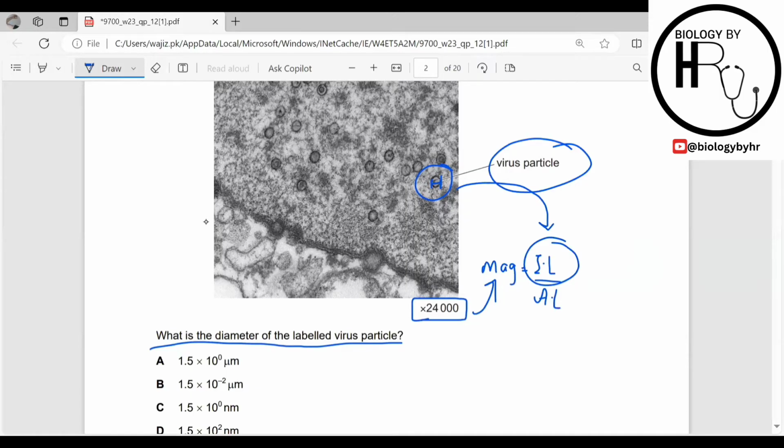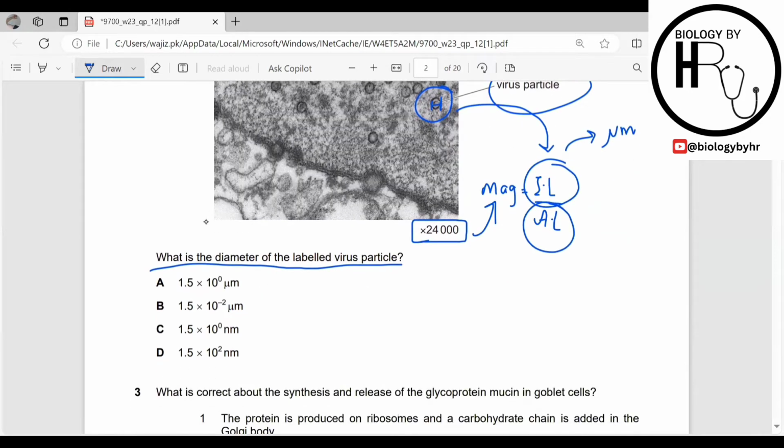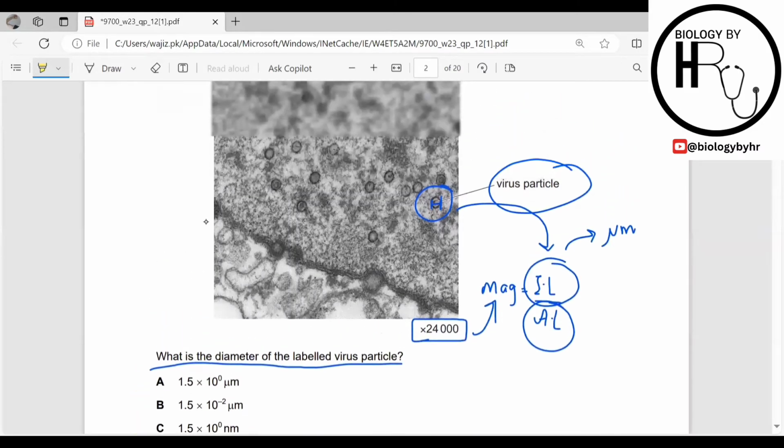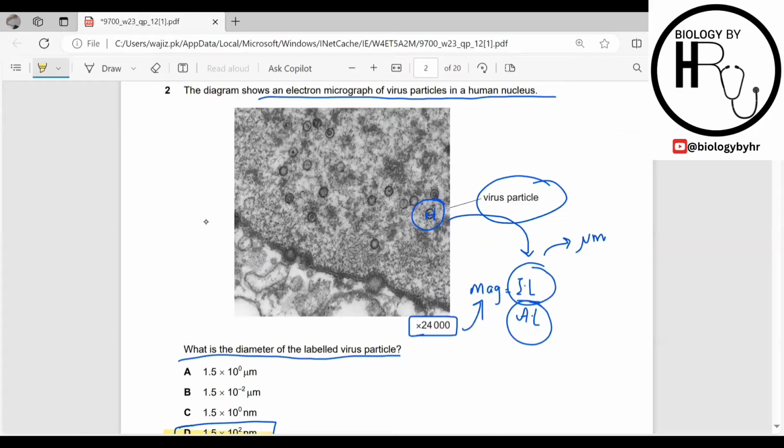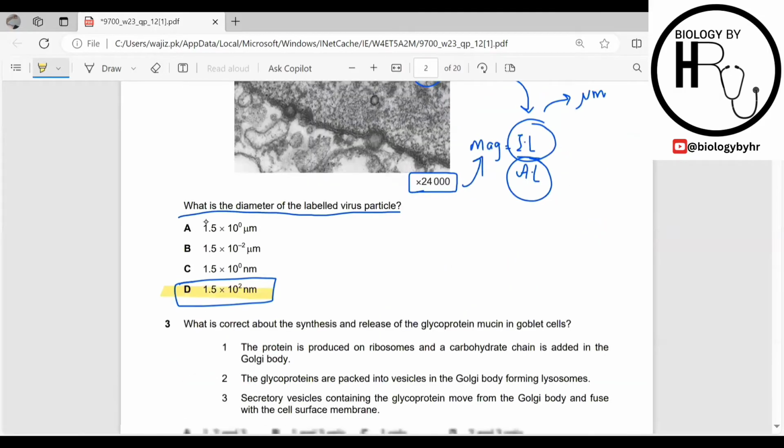And always remember, when you are calculating the magnification, you are going to use the length in micrometers. Okay? And then whatever actual length comes out will be your answer. The answer in the marking scheme comes to be D, which is 1.5 × 10^2 nanometers. Okay? You guys just have to solve it on paper and then you are inshallah going to get the same answer.